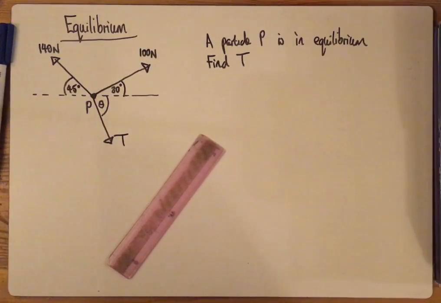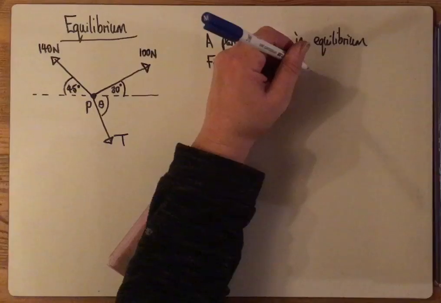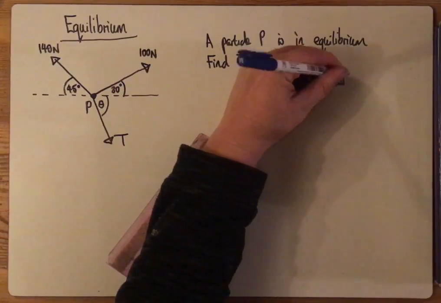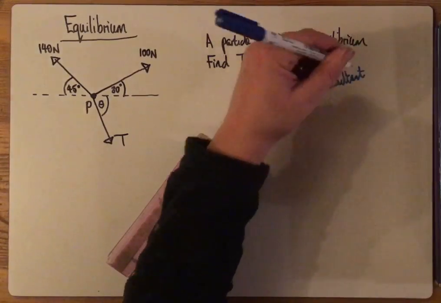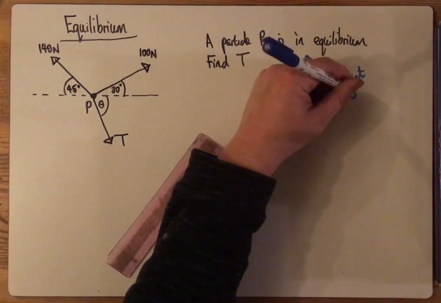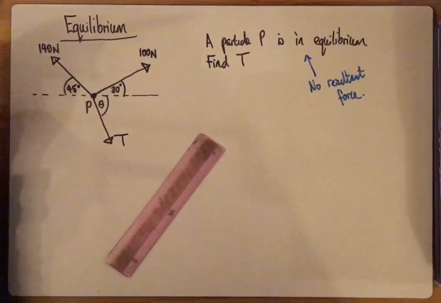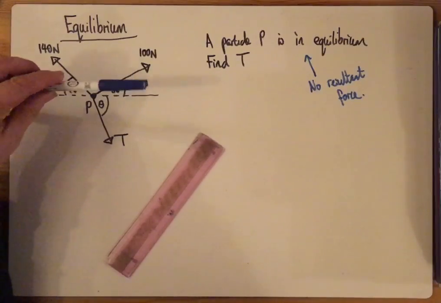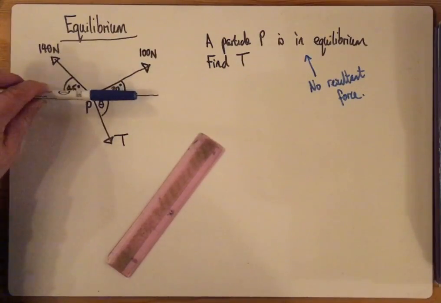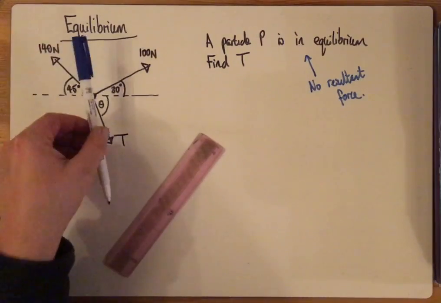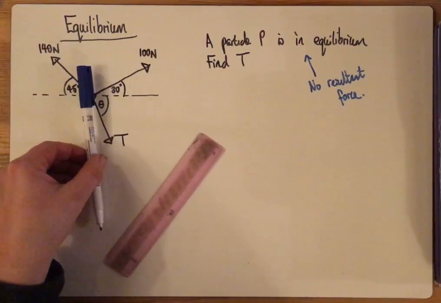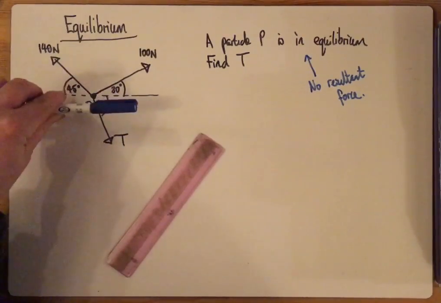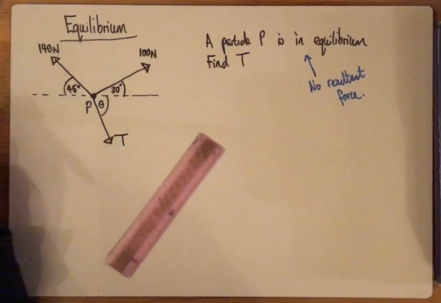So given that a particle P is in equilibrium, this is really saying that there is no resultant force. So we can resolve in two perpendicular directions. So for this example, it makes sense to resolve horizontally and vertically. And then if you add the components horizontally, you will get 0. And if you add the components vertically, you will get 0.